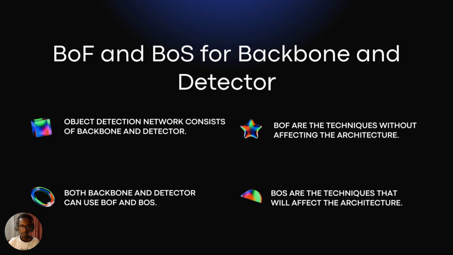An object detection network consists of the backbone and the detector. We already know that from when we talked about the structure of YOLO. Both the backbone and the detector can use the Bag of Freebies and the Bag of Specials. These are the sets of techniques that they introduced in order to improve the performance of the model and make it more efficient, on both the backbone and the detector.